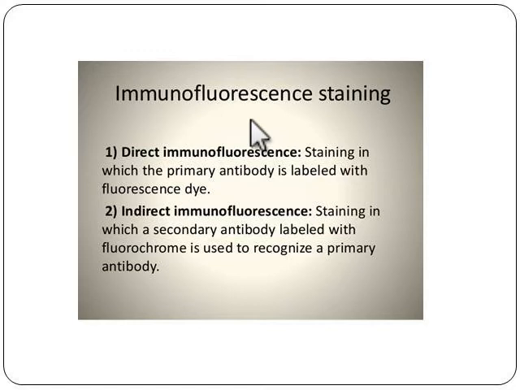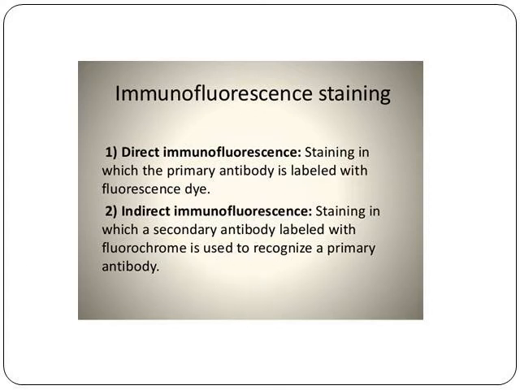Whereas in indirect immunofluorescence, a secondary antibody labeled with fluorochromes is used to recognize a primary antibody. In direct immunofluorescence, just one antibody, only the primary antibody labeled with fluorescent dye, is used. Whereas in indirect immunofluorescence there is a primary antibody and another one is a secondary antibody. Two antibodies are there: one is a primary antibody and the other is a secondary antibody labeled with the fluorochrome dye. That technique is called indirect immunofluorescence.